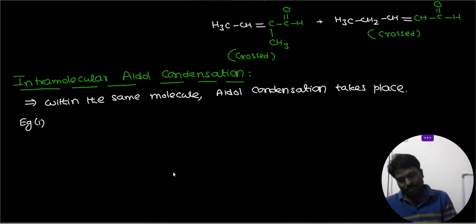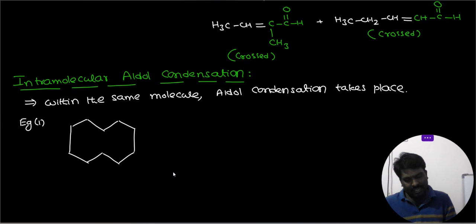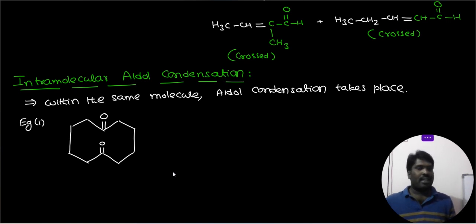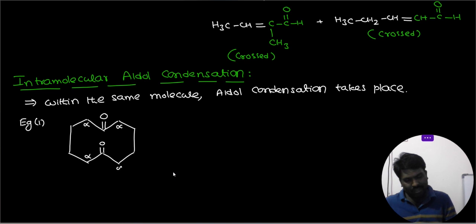Understood? Now, example. You can take this compound, this cyclic compound, a cyclic diketone. Here, how many alpha carbons are there? 4 symmetrical alpha carbons are there, because it is a symmetrical diketone. Clear or not?